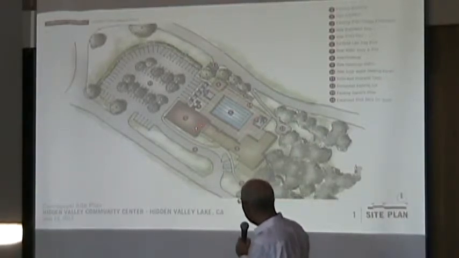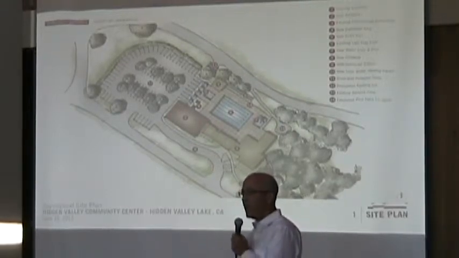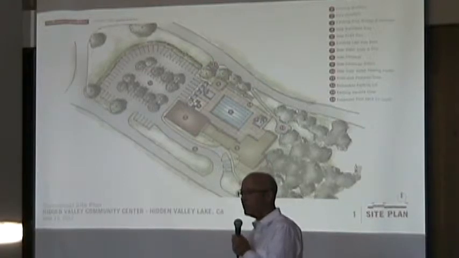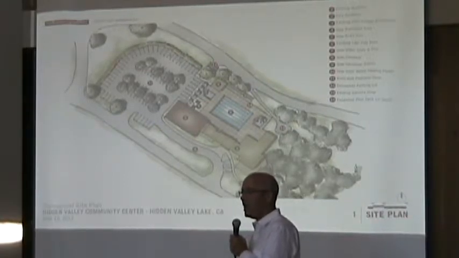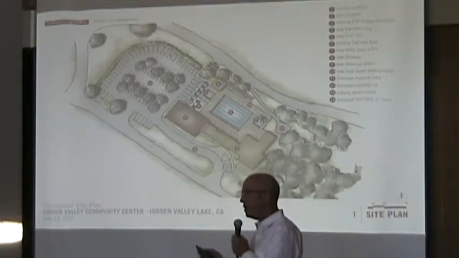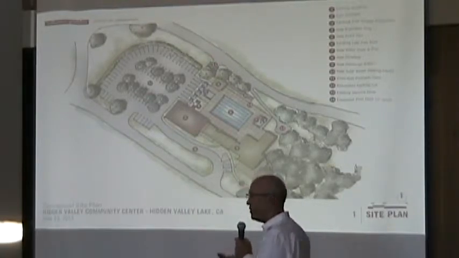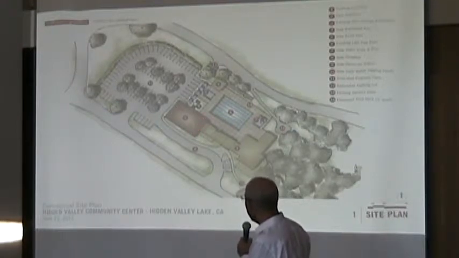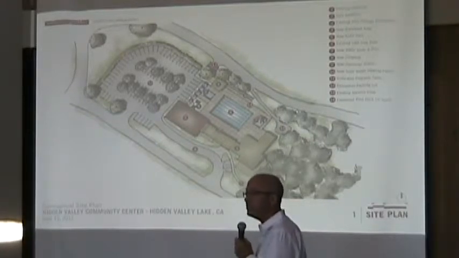And then the big brown space here is what would happen if we had a gym. A gym for many different things: volleyball, basketball, large group gatherings, aerobics, those kinds of things. So this is a full court basketball gym as another option.